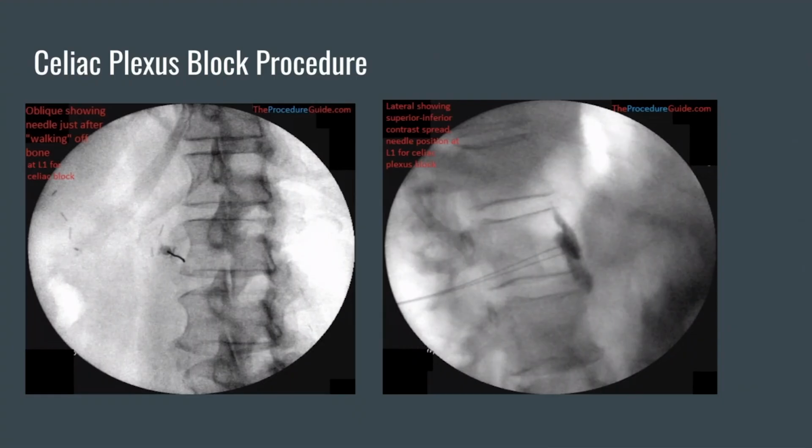Then the fluoroscope is switched to a lateral view, as shown on the right here, and the needle is advanced with a lateral to medial trajectory until the tip is a few millimeters past the anterior border of the vertebral body. After aspiration and contrast injection showing superior-inferior spread along the vertebral body, you can then inject your local anesthetic.